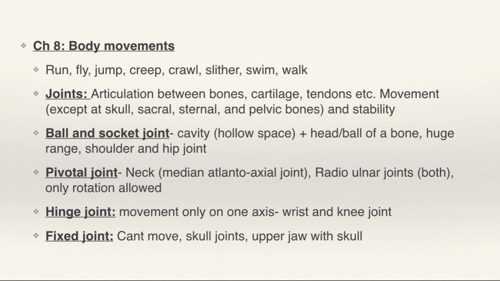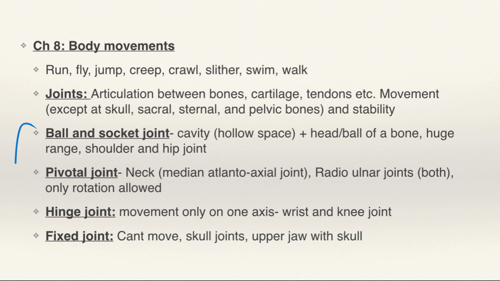Now movement occurs on all the joints except a few. For example, there is no movement in skull bones. You cannot move skull bones. Then there is the sacral region, which is where your spine ends at your very lower back. Sternal is your breastbone, while hip bones are called pelvic bones. There is no movement in these joints, and these joints also provide stability. Now cartilage, I will describe later.